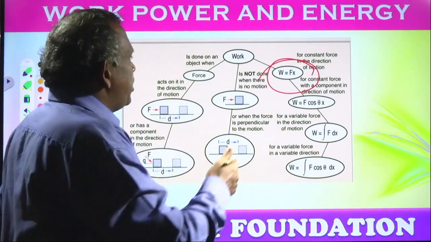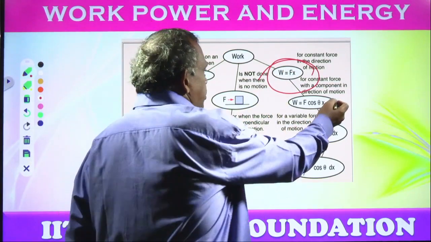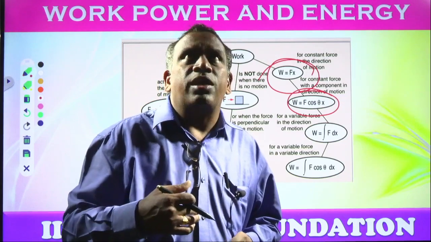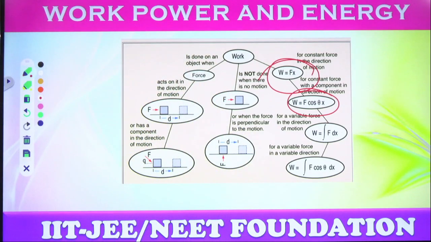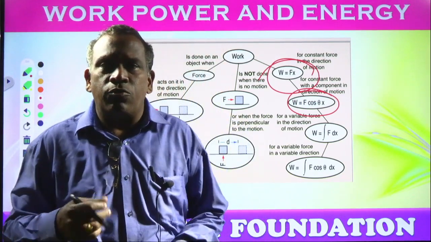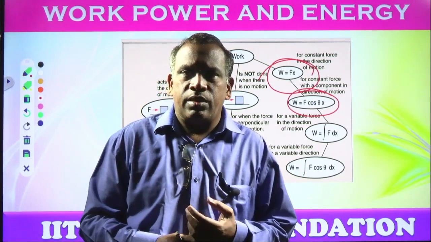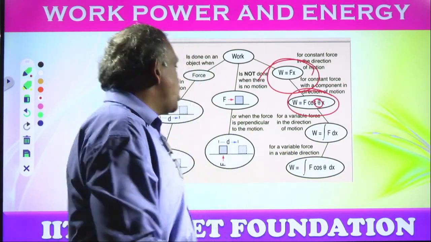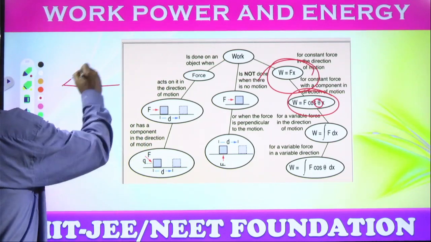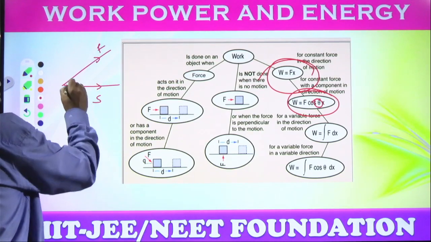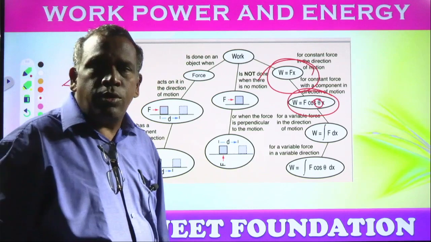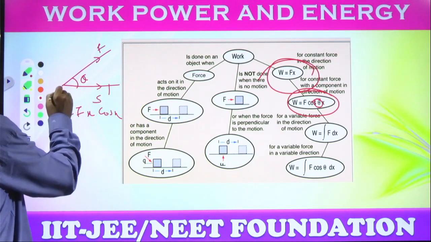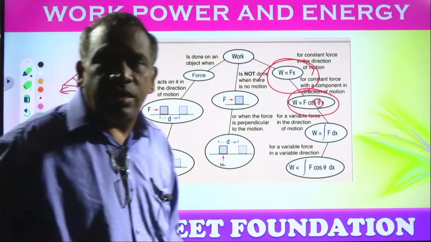If the force and displacement make some angle of inclination, that angle between the force and displacement also matters here. Let theta be the angle of inclination between force and displacement. Then W equal to Fs cos theta, or Fx cos theta, where S or x is the displacement.